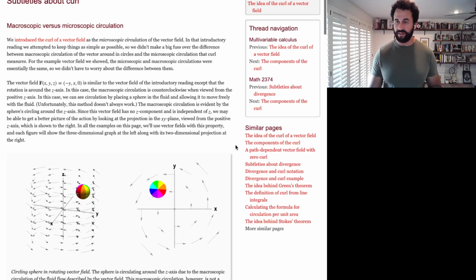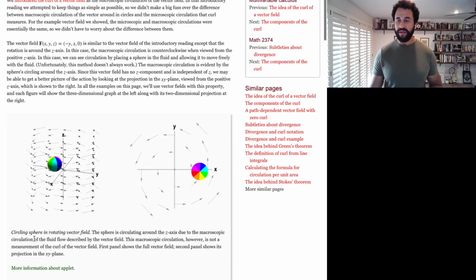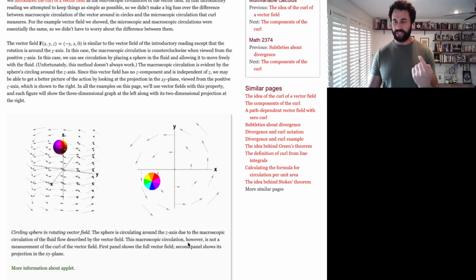Okay, so here's an example. And they've got the vector field negative y, x, 0. So this is the vector field here. And you can kind of see how the ball is spinning around, rotating around. So this is a circling sphere in a rotating vector field. The sphere is circulating around the z-axis due to the macroscopic circulation of the fluid flow. But the macroscopic circulation is not a measure of the curl. So you got to be careful.